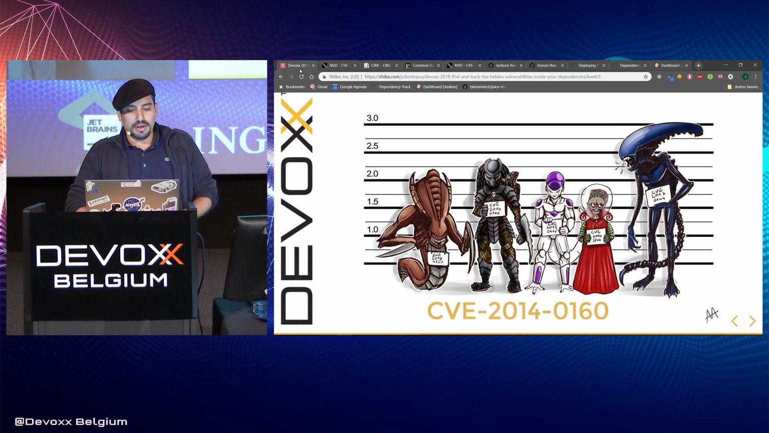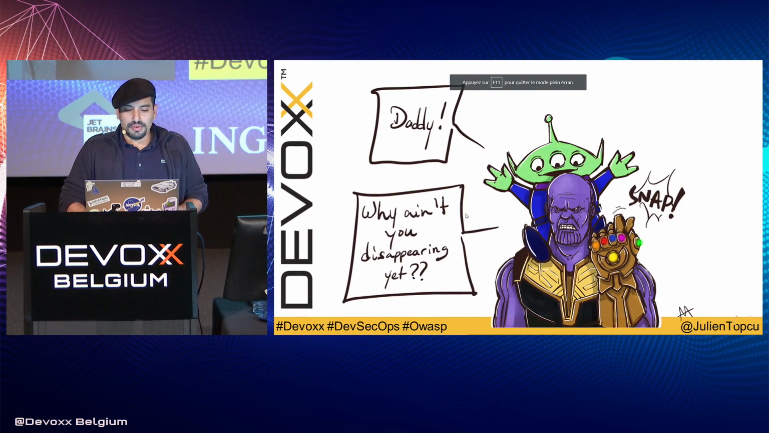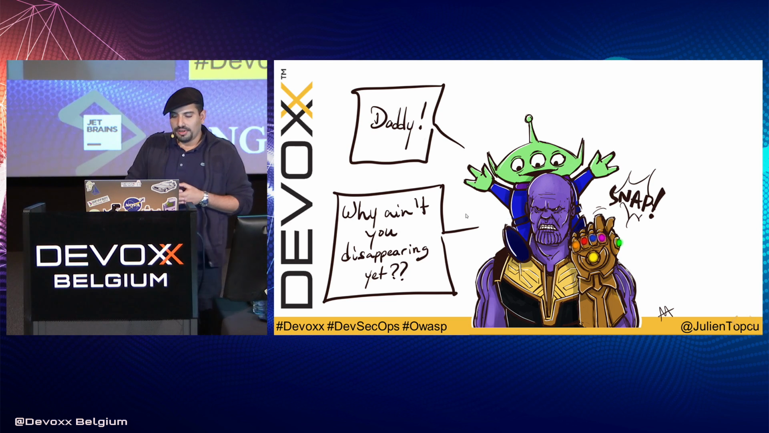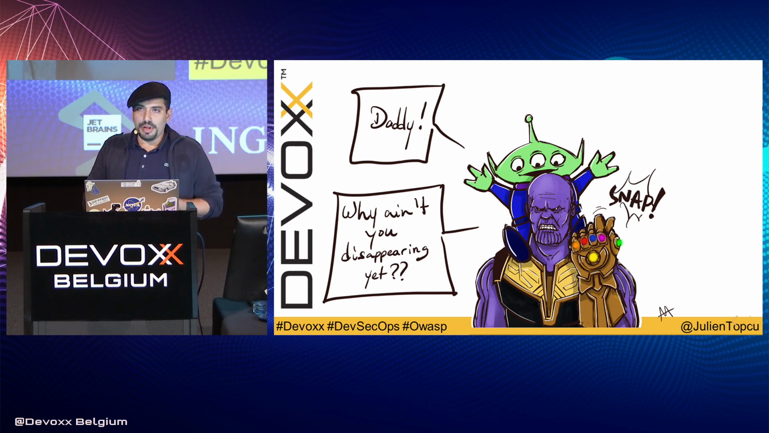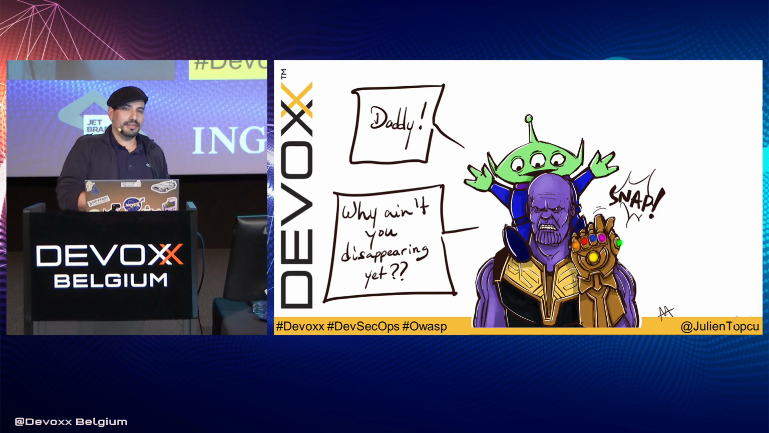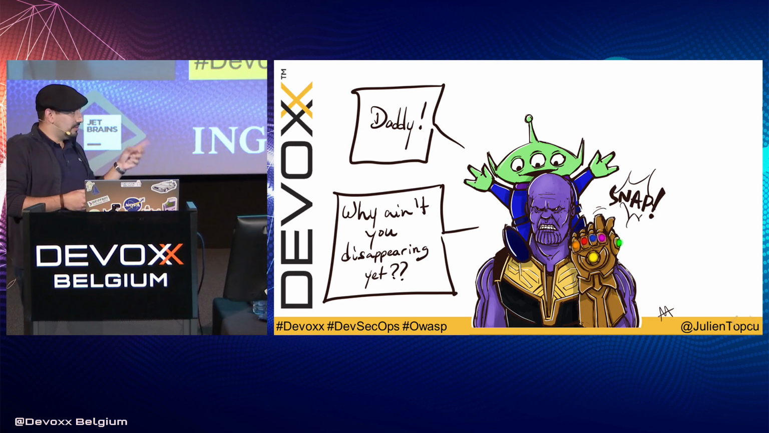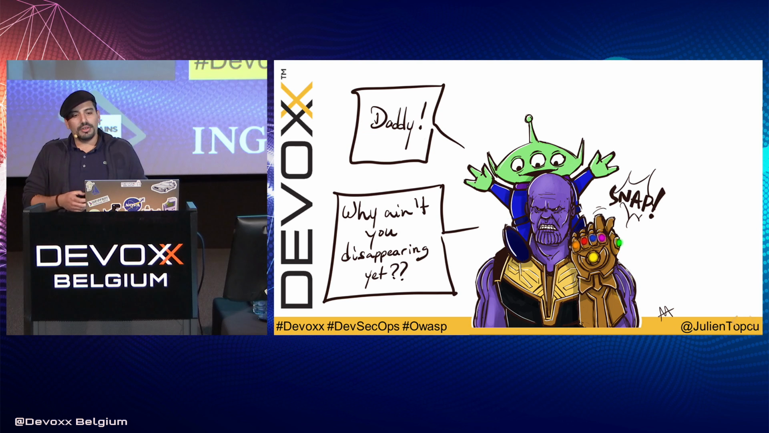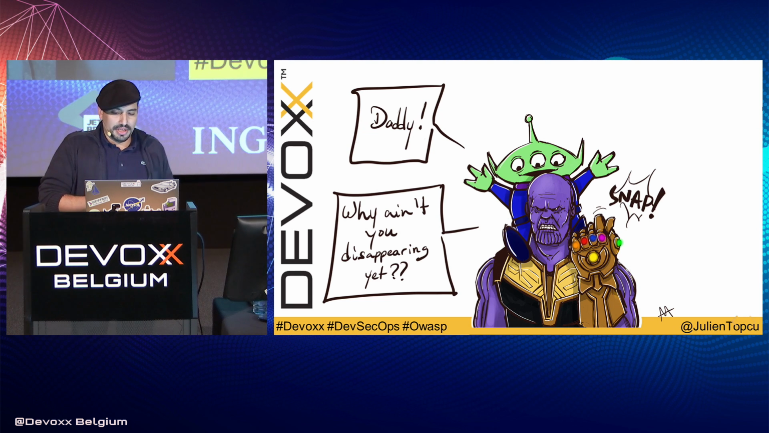Okay. So the thing is, there's a lot of vulnerabilities. And if you take the little green guy, he may be really annoying, but not that dangerous, right? But Thanos here is a really bad guy. If he snaps his finger, half of the room will disappear. So how can we figure out the criticality of one vulnerability?